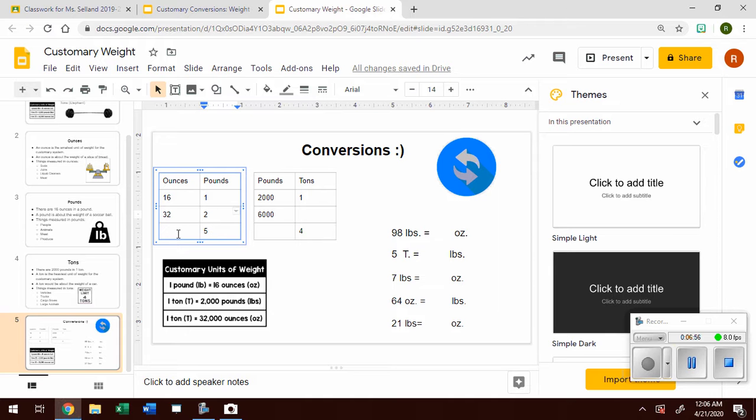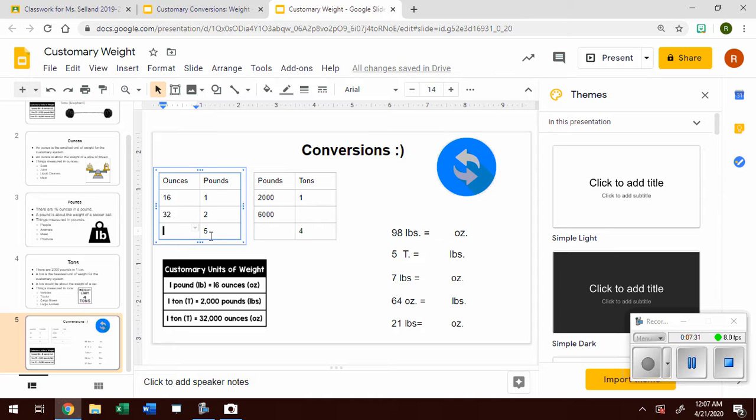Now I need to figure out how many ounces are in 5 pounds. So again, the first thing you're going to do is ask yourself whether you're going from a bigger unit to a smaller unit or a smaller unit to a bigger unit. Well, I know that a pound is bigger than an ounce. So I know that I am going from a bigger unit to a smaller unit. So I am going to have to multiply. Again, bigger unit to a smaller unit, you're going to have to multiply.